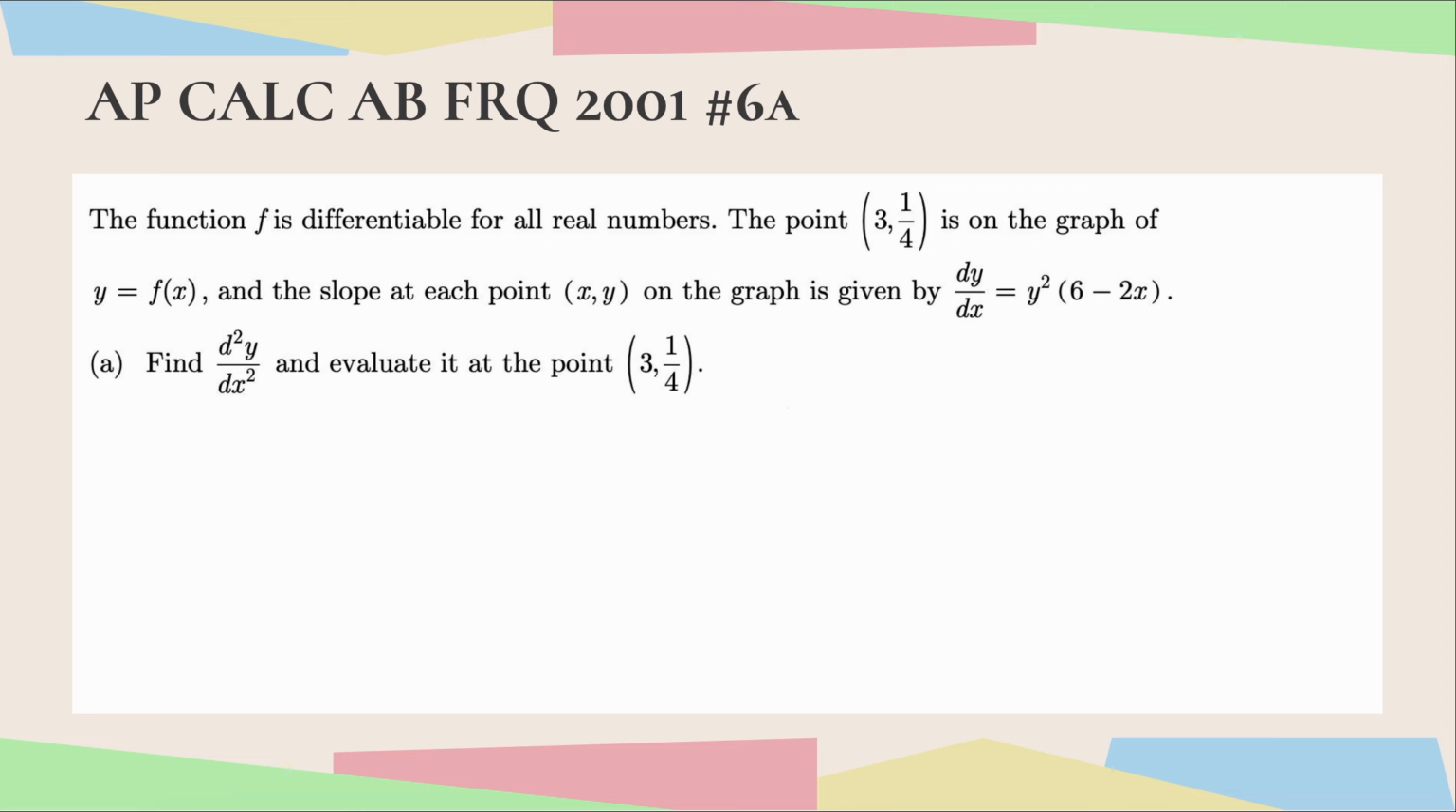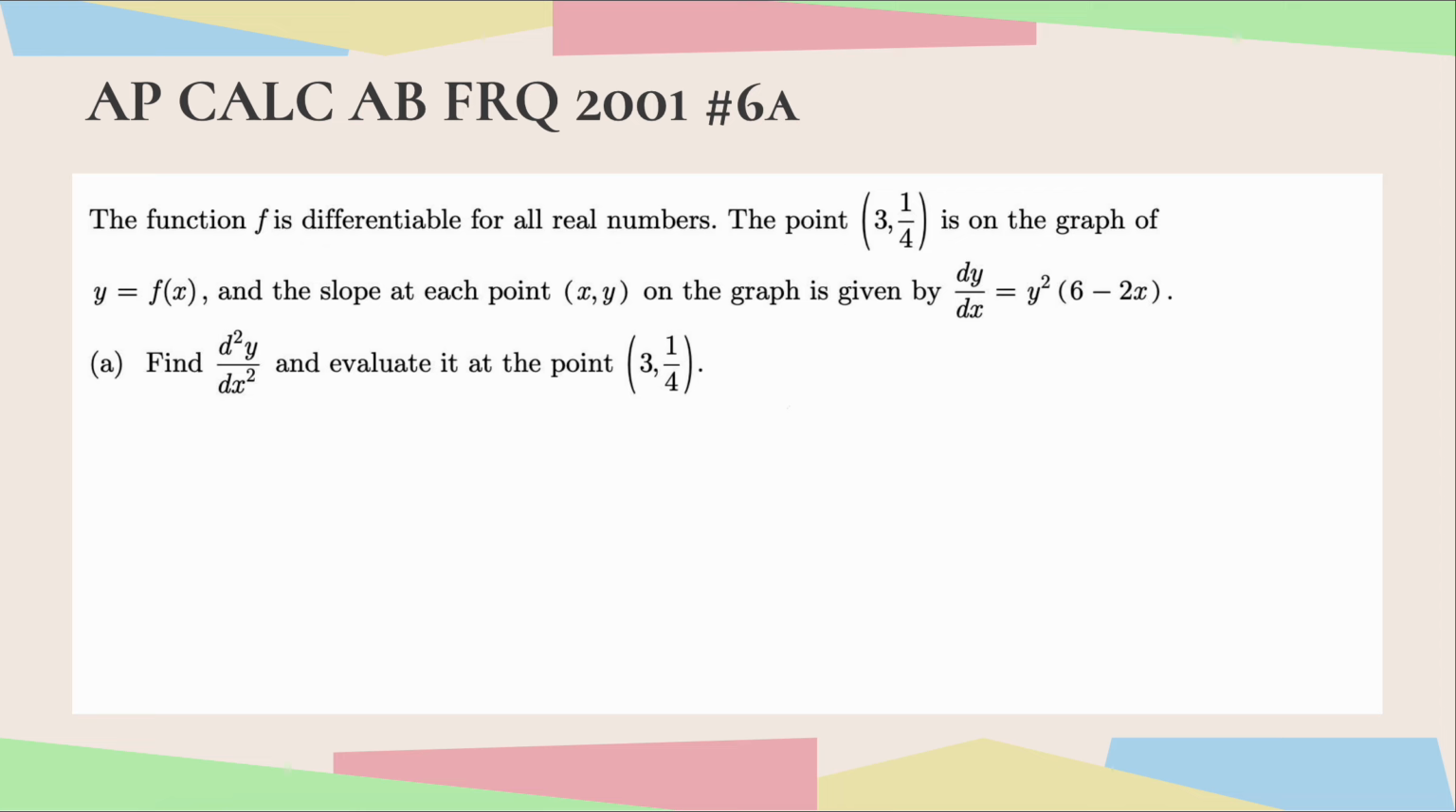Okay, so it says the function f is differentiable for all real numbers. The point (3, 1/4) is on the graph of y equals f of x, and the slope at each point (x, y) on the graph is given by dy/dx equals y squared times (6 minus 2x). Now for part A, we have to find the second derivative and evaluate it at the point (3, 1/4).